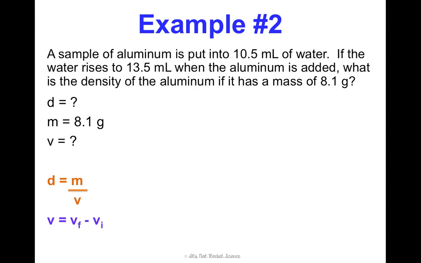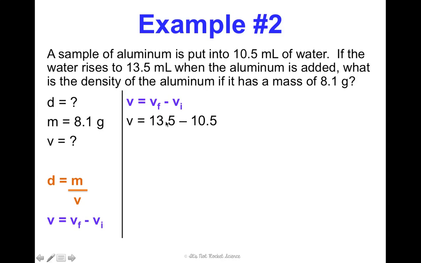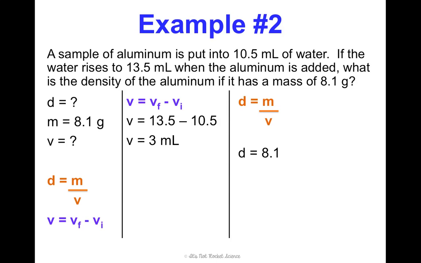And remember, with water displacement, we're finding the volume by doing the final minus the initial. So with the aluminum in it, it had a volume of 13.5 milliliters, minus initially it only had 10.5. So when I subtract that, we get a volume of 3 milliliters for just the aluminum. Then I can plug into my density equation. That's 8.1, which is my mass, divided by 3, which we found to be the volume, and you get a density of 2.7 grams per milliliter.